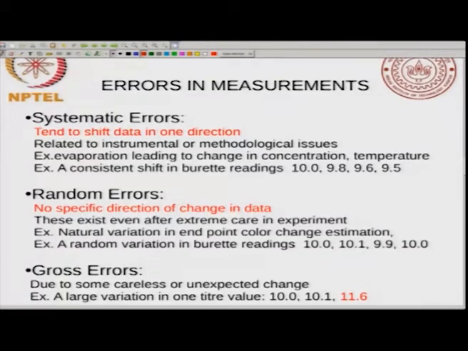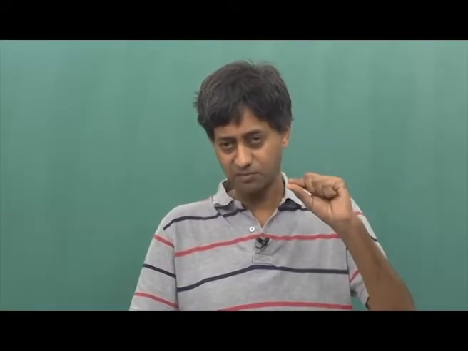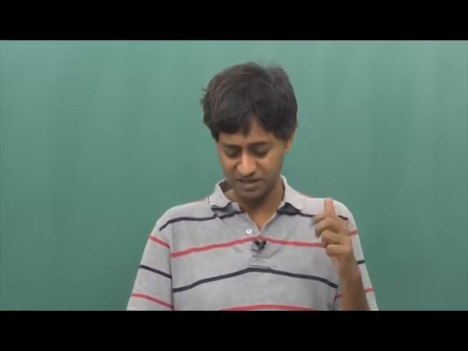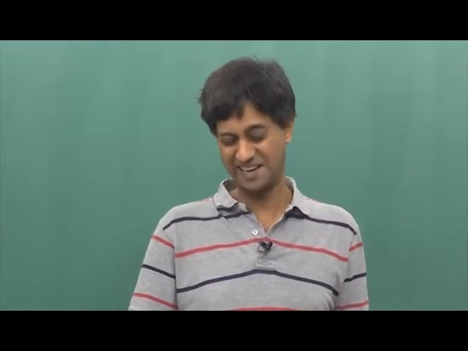You could also have random errors, where there is no specific direction of change in data. These exist even after extreme care is taken in experiments. Even if you do the experiments very carefully, there will always be some random errors. For example, in a titration there is a natural variation in endpoint color change estimation. You estimate the endpoint by looking at where the color changes, but noting the exact point where the color change happens might not be very accurate, and there might be small random errors. This will be reflected in a random variation in the burette readings.